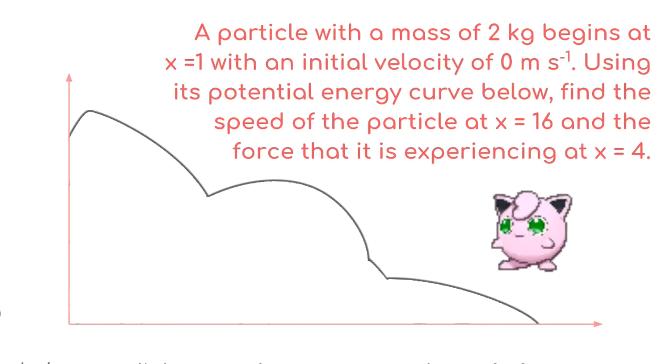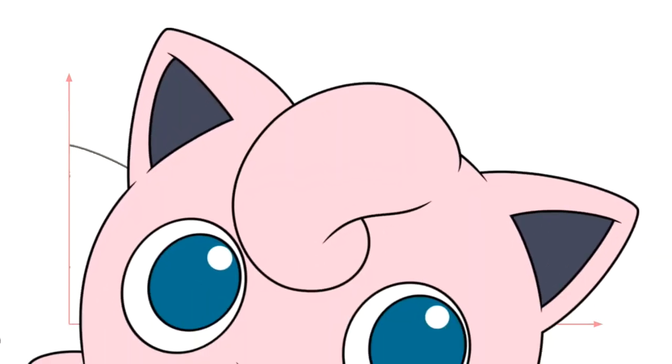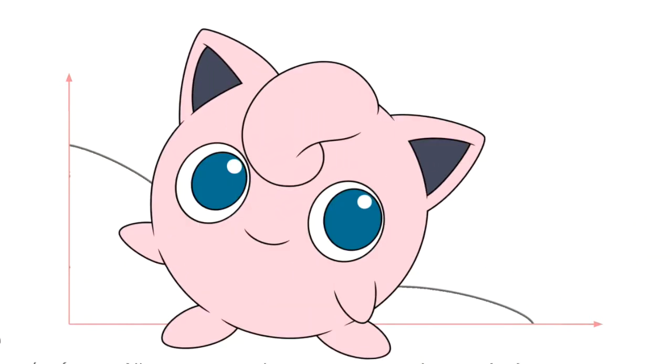A particle with a mass of 2 kilograms begins at x equals 1 with an initial velocity of 0 meters per second. Using its potential energy curve below, find the speed of the particle at x equals 16 and the force that it is experiencing at x equals 4. Let's begin our work for this Jigglypuff-shaped curve.